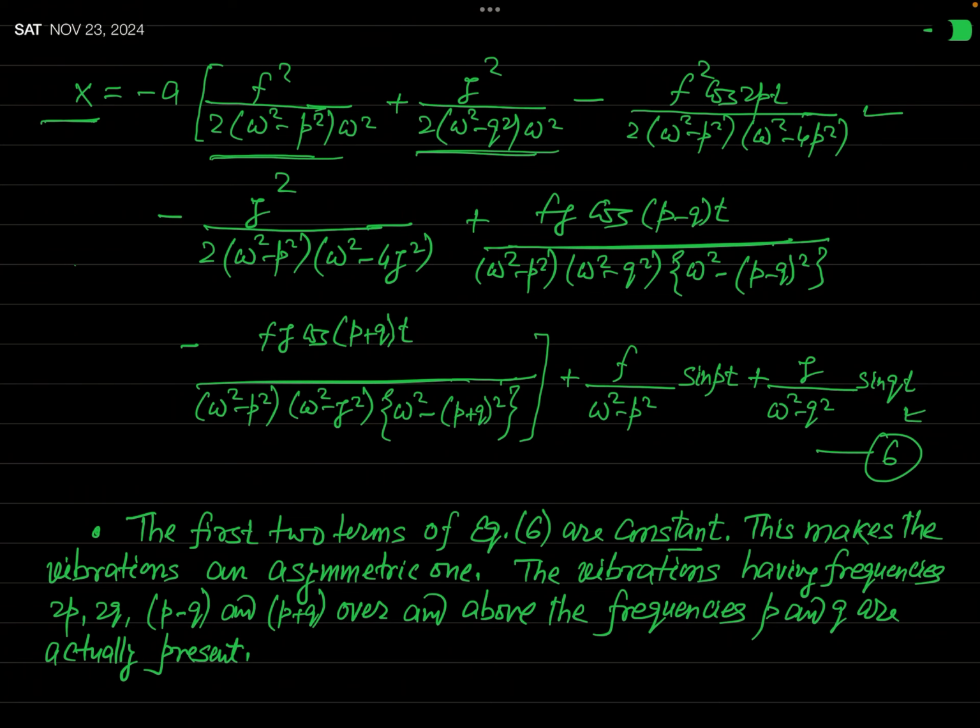Actually, this makes the vibration an asymmetric one. The vibrations having frequencies 2p, 2q, p minus q and p plus q, over and above the frequencies p and q, are actually present. You can see there is a frequency 2p here, p minus q here, p plus q here. Okay. So apart from p and q, the other frequencies present in this vibration are 2p, 2q, p minus q, p plus q and so on.